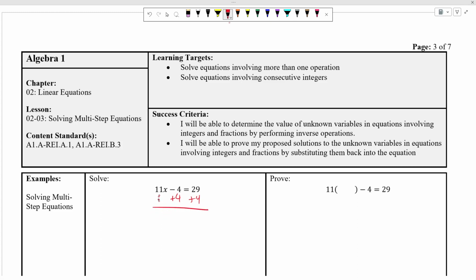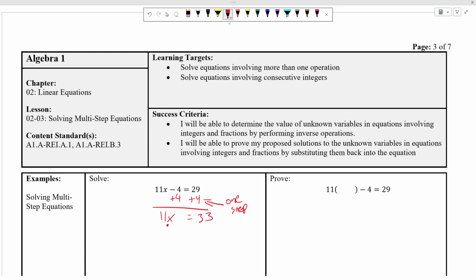So if I do that, 11x, with nothing happening to it, results in 11x minus 4 plus 4, that's 0. And then 29 plus 4, that happens to be 33. There we go. I'll call that one step, because we have this whole idea of multi-step. So that was one step.